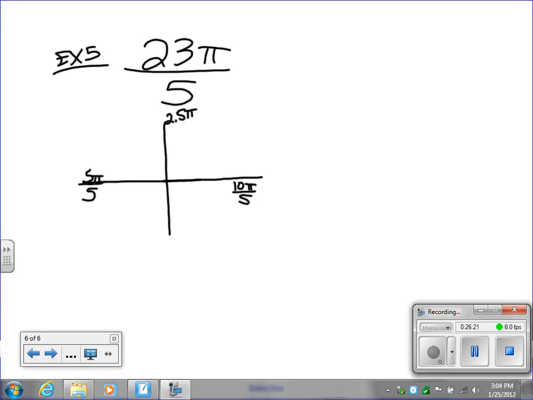How many of you had your angle land in the second quadrant? Very good. And if you didn't, would you be able to figure it out next time? Possibly. Very possible. Okay? It's just fractions. It's all we're dealing with.